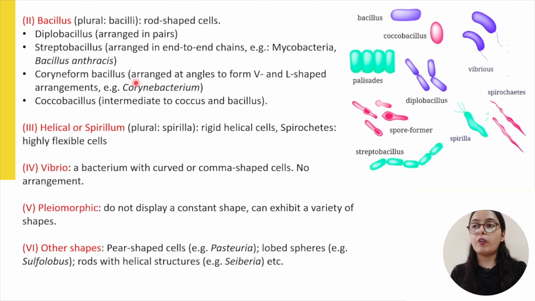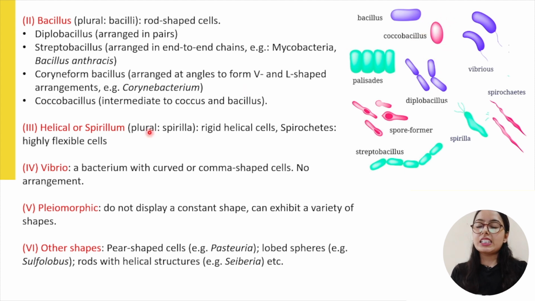It is a type of arrangement where the cells are arranged in such a form that they form an angle, making a V or L-shaped arrangement, and it is most commonly found in Corynebacterium. The next type of cell arrangement is called coccobacillus. This typical shape is an intermediate shape between coccus and bacillus. As you can see in this image, this is a typical coccobacillus arrangement or shape.